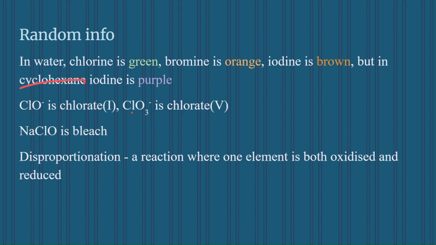ClO- is chlorate 1, ClO3- is chlorate 5. And NaClO is bleach. This is quite an important one to remember. It'll save you a lot of time in your exams. NaClO is bleach. And disproportionation, that's in topic 3, a reaction where one element is both oxidized and reduced.